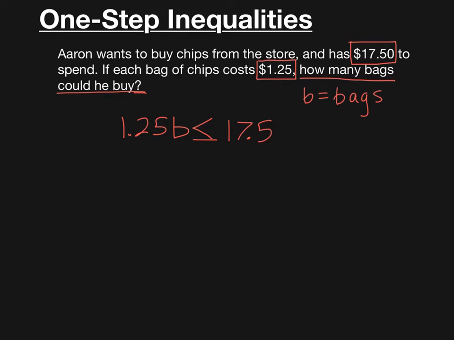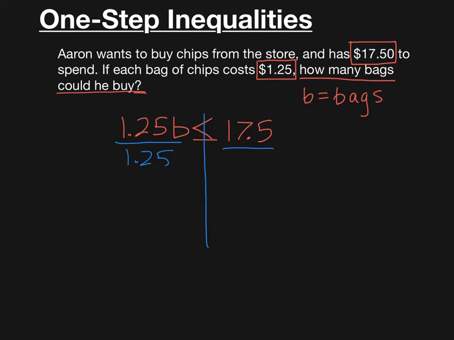Now that we have this inequality written out, we can go ahead and solve it. Draw a line through my inequality symbol just like I would through my equal sign if I was solving an equation. And we do the exact same thing we would do to solve an equation. 1.25 times b is less than or equal to 17.5. I'm going to divide by 1.25. Because we have multiplication going on right here, I'm going to use division because it's the inverse operation. So we're still using inverse operations.